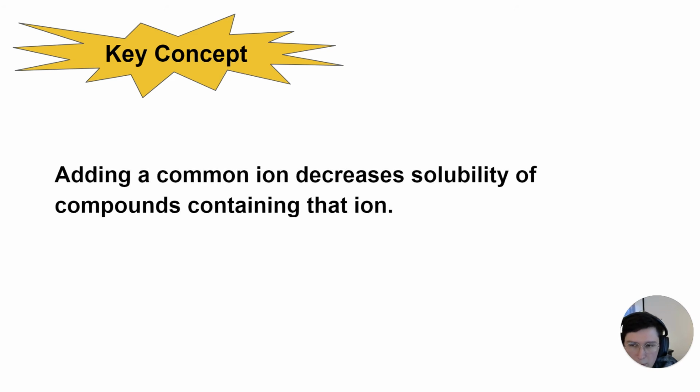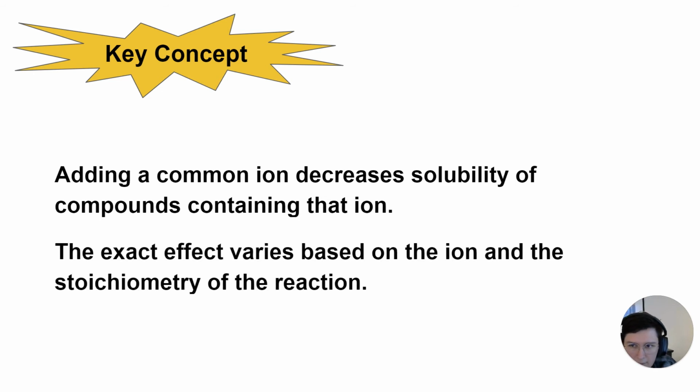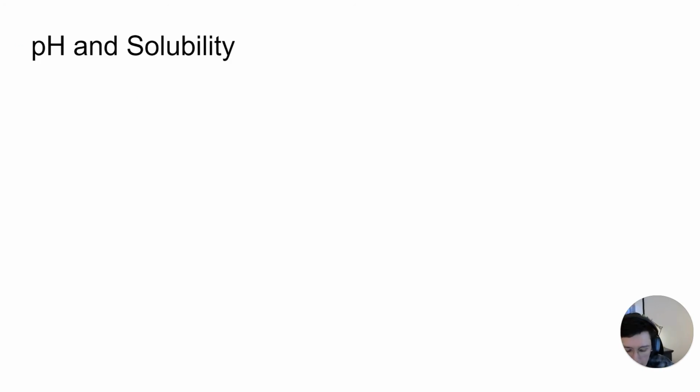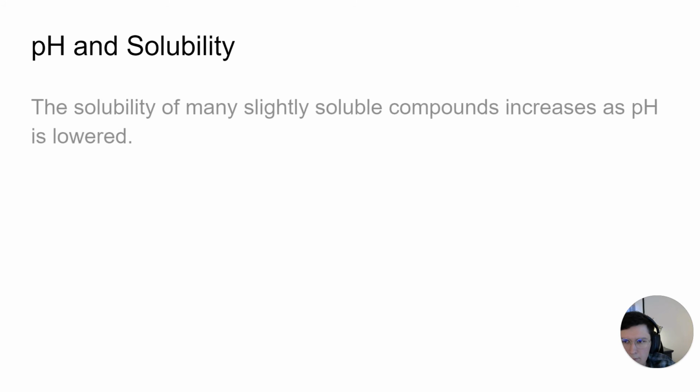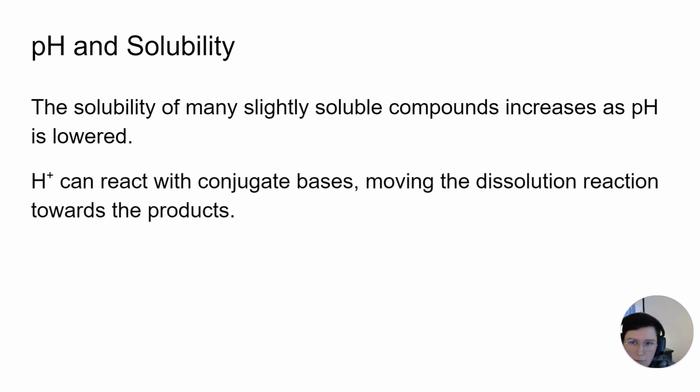Cool. So to sum up, adding a common ion decreases the solubility of compounds containing that ion. And the exact effect is going to vary based on that ion and the stoichiometry of the reaction. Now, I had prefaced this, or sort of brought it up before, that pH can be really important for some reactions. And that's very true. The solubility of many slightly soluble compounds is increased in acidic conditions. And that is because you have all these hydrogen ions floating around in solution, and those can react with the conjugate bases of these slightly soluble compounds, and that can move the dissolution reaction towards the products.